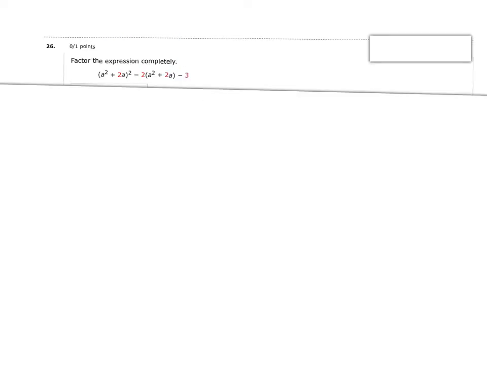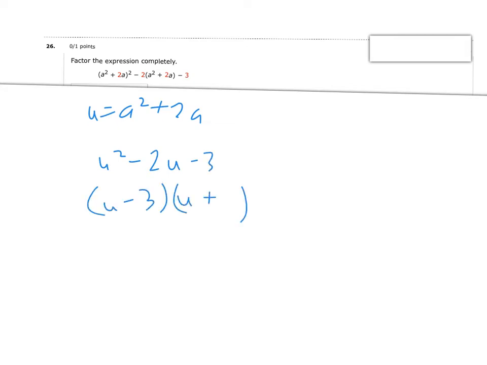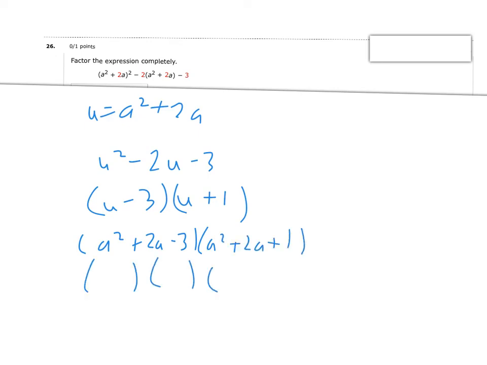All right, next up here, we're going to do some u sub. So we'll let u equal a squared plus 2a, and we'll call this u squared minus 2u minus 3. No GCF there, but I can factor it into u minus 3, u plus 1. And so I can plug that back in, a squared plus 2a minus 3, a squared plus 2a plus 1. And then we'll factor that some more. So I'll let you guys take it from there. So always got to plug back in and then check if we can refactor.